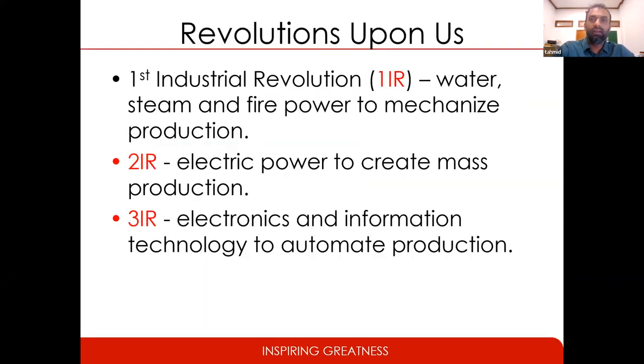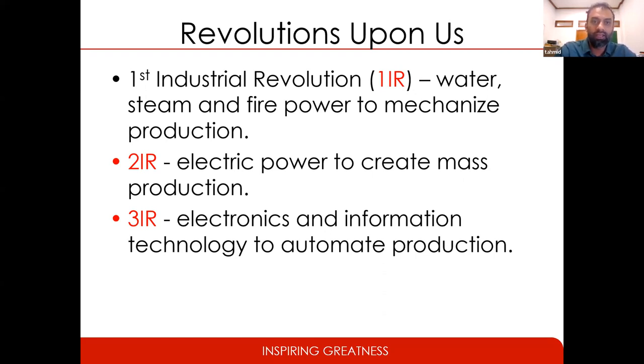The dean mentioned it, but we really need to contextualize where we are. I want to talk a little bit down the history line, where we speak about where we are in terms of the fourth industrial revolution and how we got here. So the first industrial revolution was categorized by the use of water, steam, and fire power to mechanize production. So that's what made it industrial.